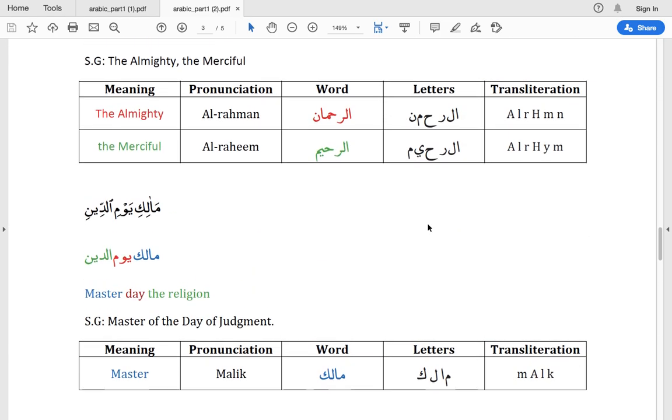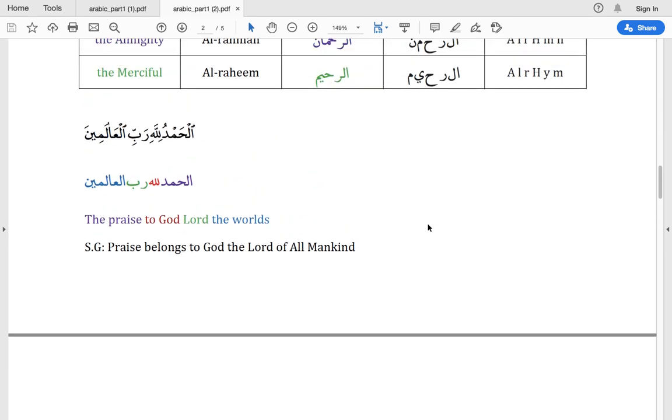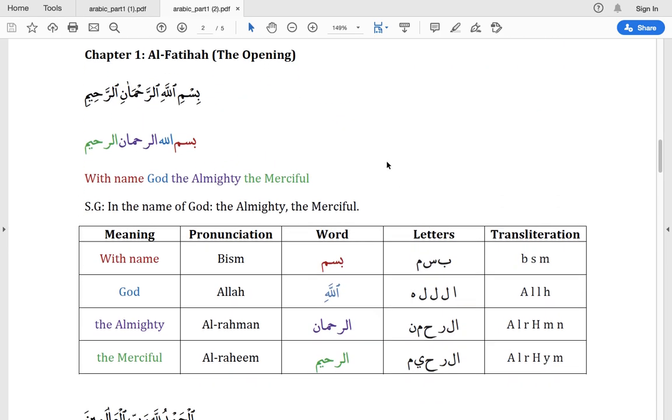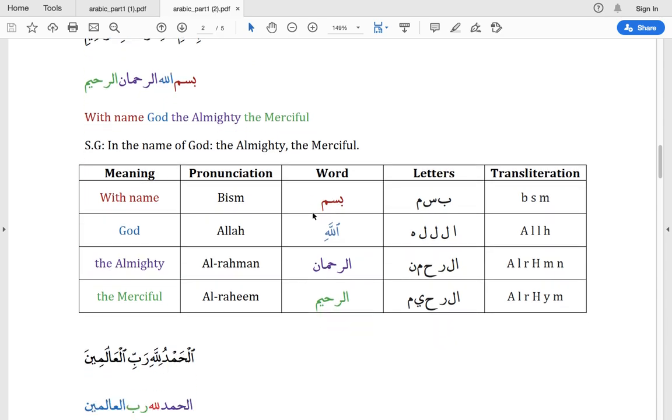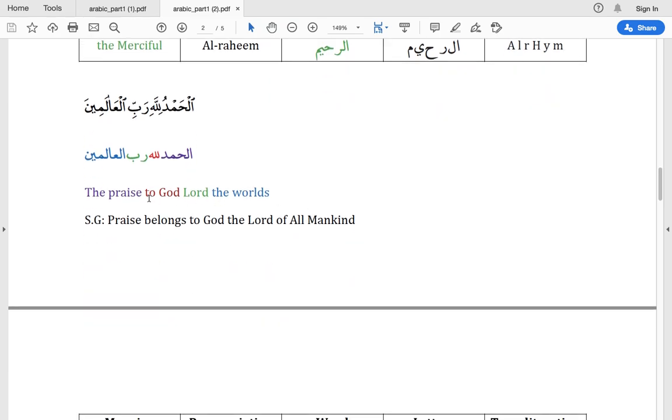Now, what I want to do is go over Brother Gerrans' translation of the Quran as well, just to show you a little bit of the differences between the literal rendering and the rendering done by a professional translator. Let's start with the first verse. Bismillah ar-Rahman ar-Rahim. Bism Allah ar-Rahman ar-Rahim. And I translate it as with name, God, the Almighty, the Merciful. And Sam Gerrans translates it as in the name of God. And then he's adding punctuation as well, obviously to make it flow better in English. The Almighty, comma, the Merciful. The next one is Alhamdulillahi Rabbil Alameen, and I'm translating it as the praise to God, Lord, the worlds. Sam Gerrans translated it as praise belongs to God, the Lord of all mankind.